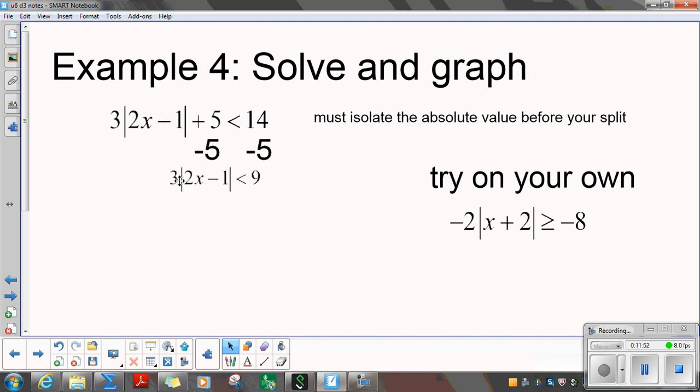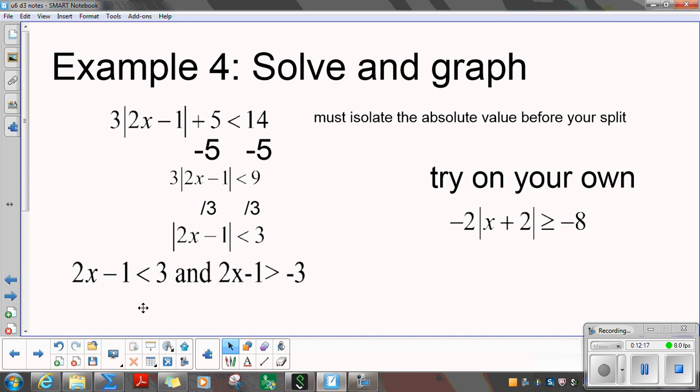So then I get 3 times the absolute value of 2x minus 1 is less than 9. Divide everything by 3. So now I have the absolute value of 2x minus 1 is less than 3. That's when I can split it. So it's less than, so it's an and statement. So I should have 2x minus 1 is less than 3, and 2x minus 1 is greater than negative 3.